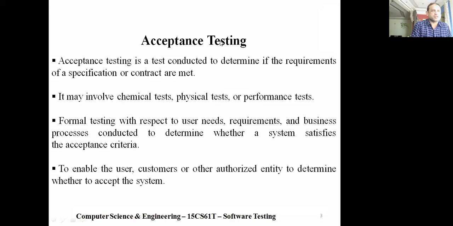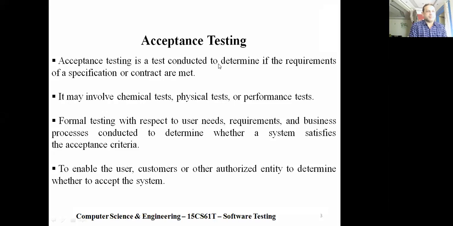Sometimes it may involve a chemical test, physical test, or performance test. Like last class we discussed satellite. You're developing a project for a satellite, so an actual test cannot be done there. So we can create a simulation, a virtual test. Similarly, a chemical test cannot be done in your lab, or a physical test cannot be done in your organization. So all such things need to be done in a particular location, or somewhere else in a real-time environment.